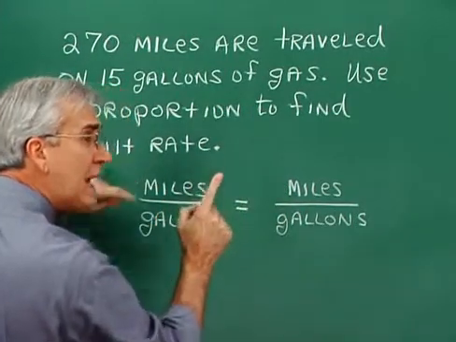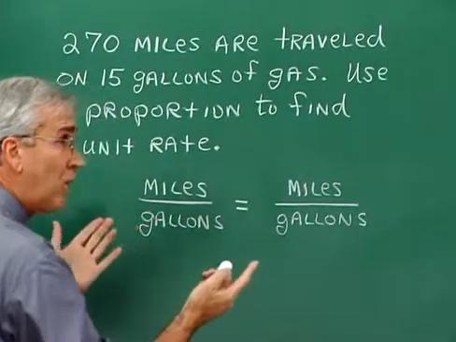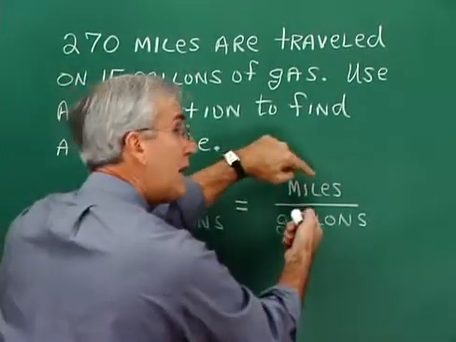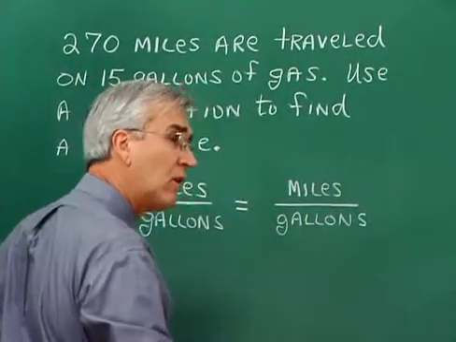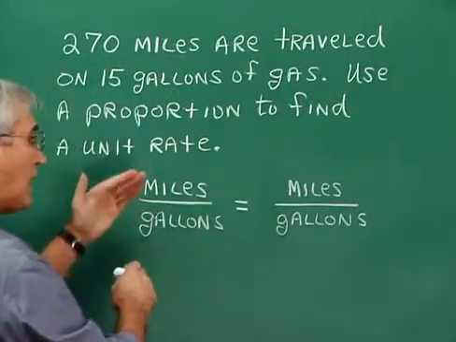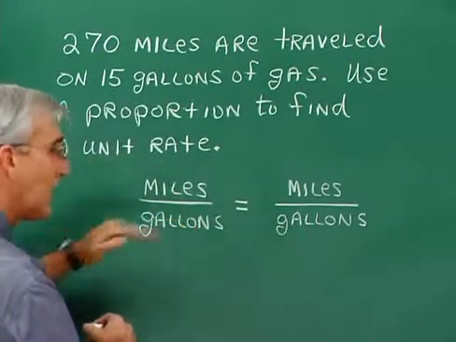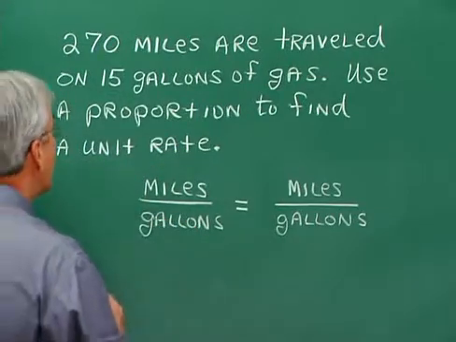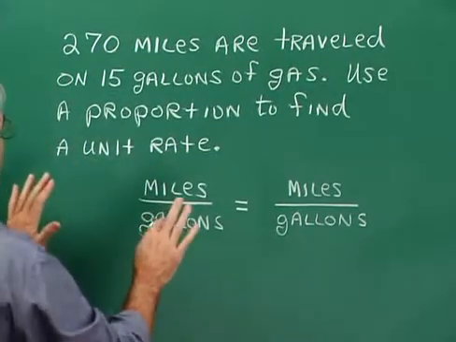That's the important issue. The problem could be worked, by the way, if we put gallons on top over here and gallons on top over here. But it kind of follows our unit rate structure for miles per gallon if we have the miles on top and the gallons on the bottom. A little easier. Okay. Now, let's fill in with some numbers.